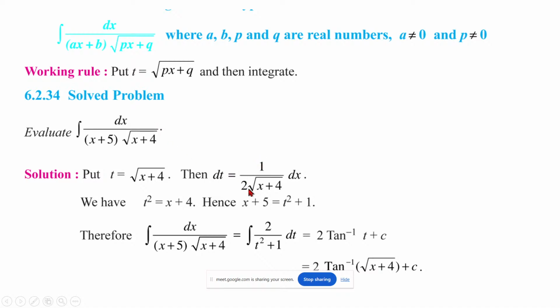So basically, what we are trying to do is eliminate this part. dx by this thing will become 2 dt, right? So that becomes 2 dt, and x plus 5: if t equals square root of x plus 4, t square equals x plus 4, and x plus 5 will become t square plus 1. This you can express again as some quadratic equation, right? So now we have got into our regular format: dx by ax square plus bx plus c.